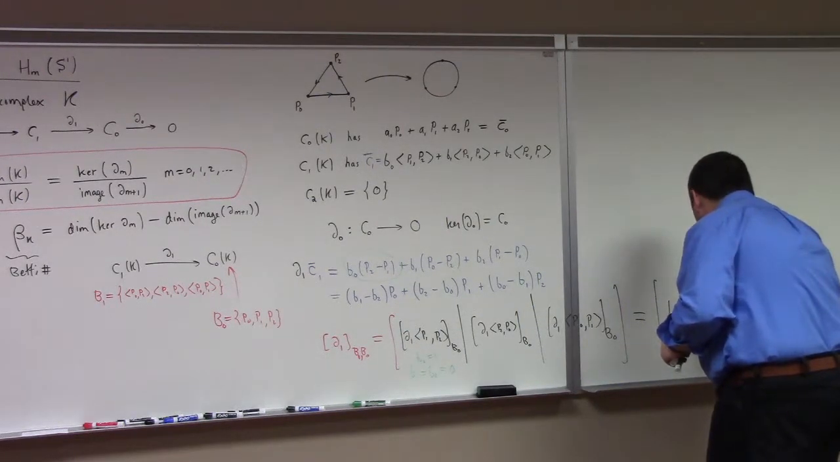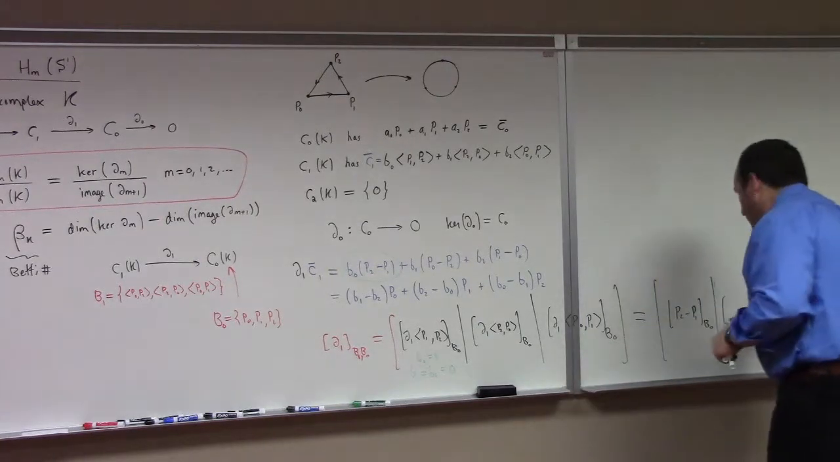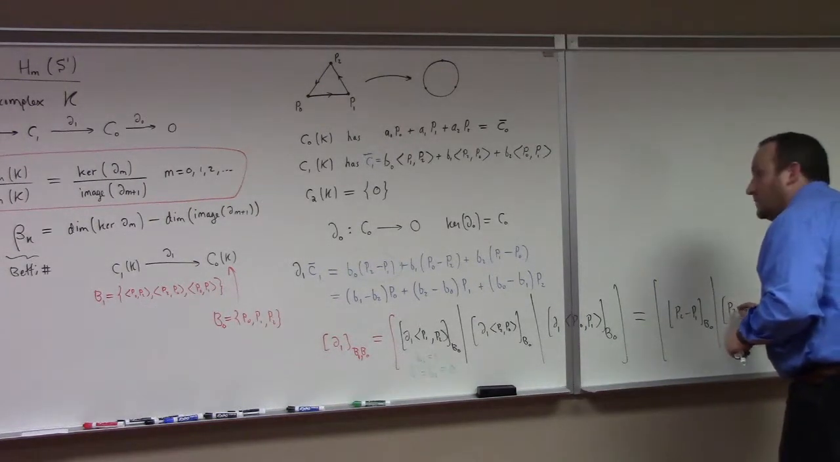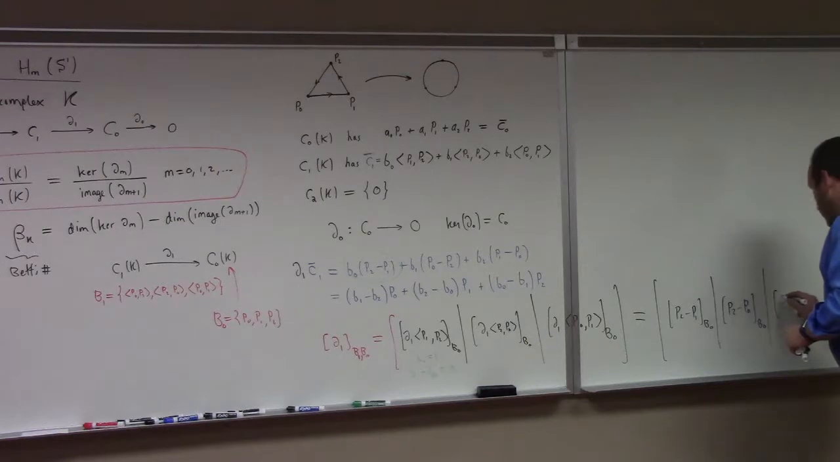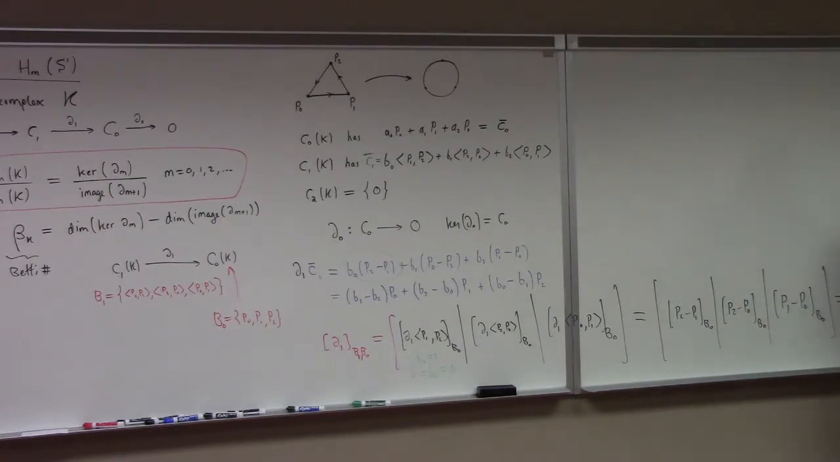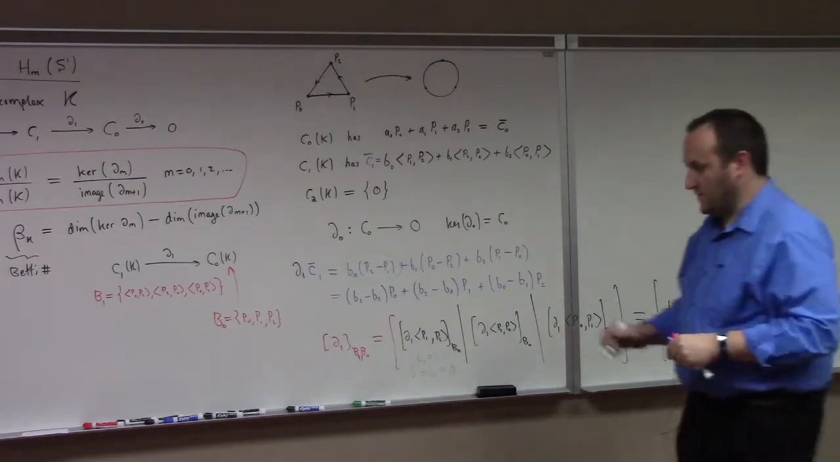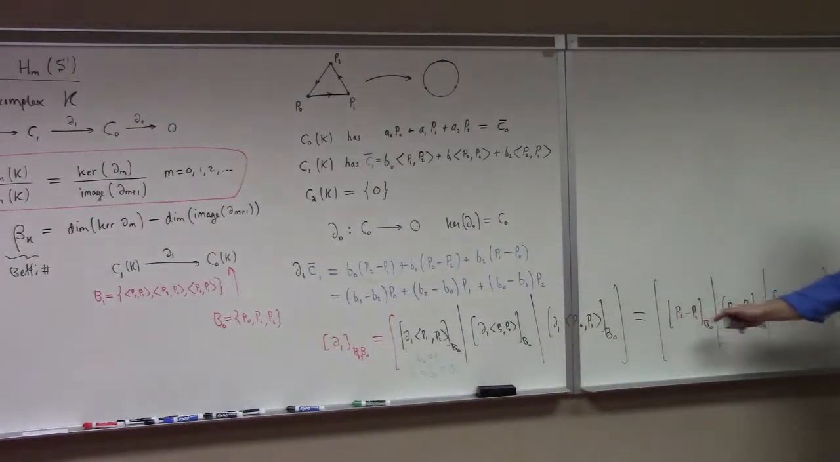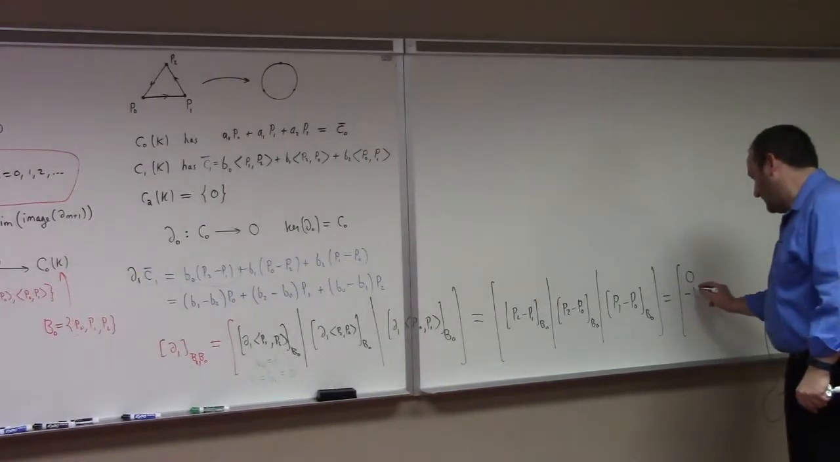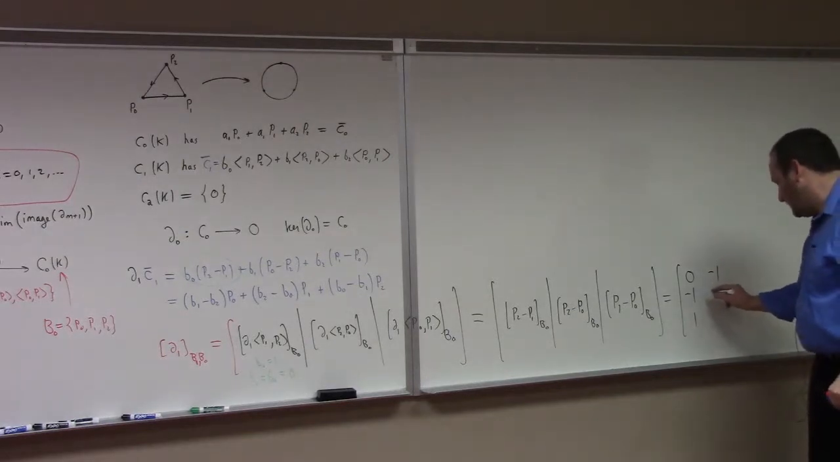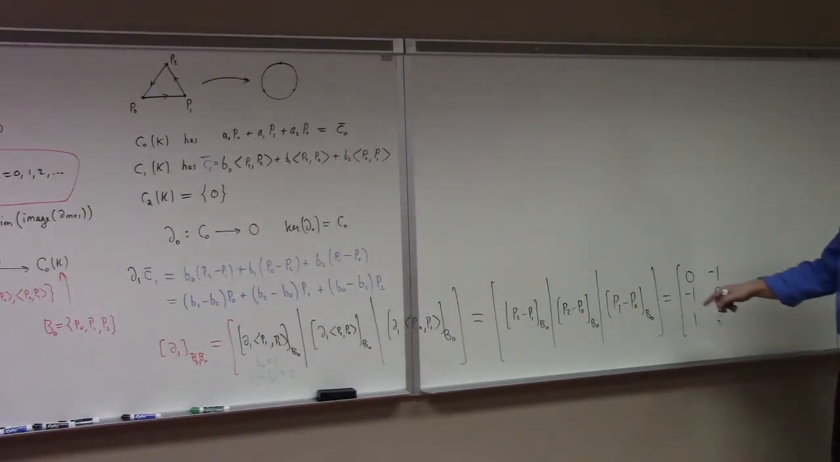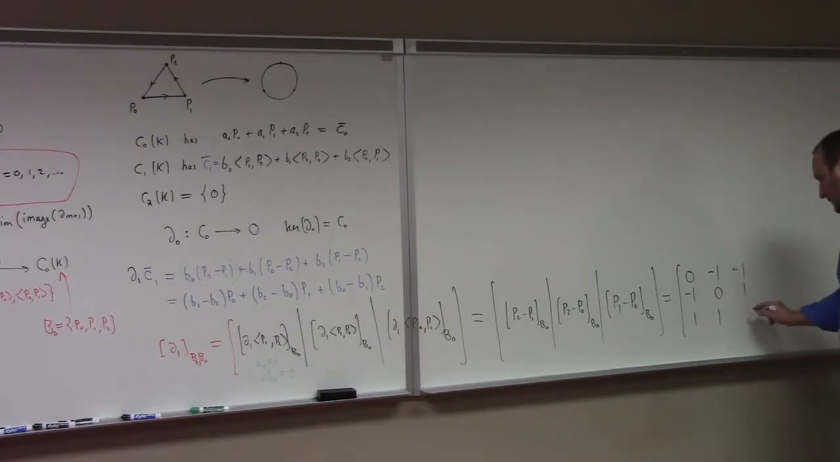P2 minus P1 with respect to B0. And then we're looking at the coordinate vector of P2 minus P0 with respect to B0. We're looking at the coordinate vector of P1 minus P0 with respect to the basis for the 0 chains. But what are those? Because I told you the basis for the 0 chains was P0, P1, P2. So that makes this 0, minus 1, 1. This one, minus 1, 0 P1s, 1 P2s. And then finally, minus 1 P0s, 1 P1s, 0 P2s.